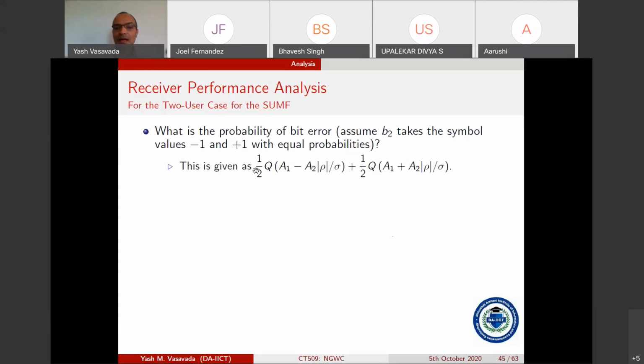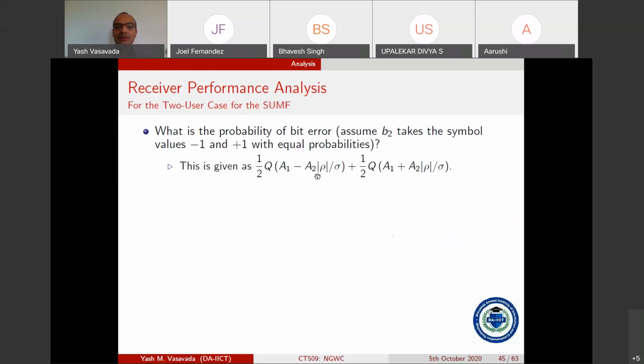But unfortunately, I have this bad case when B1 and B2 take opposite symbols. And there are two possibilities there as well: minus 1, 1 and 1, minus 1. Both of them have a probability of 1/4. So if I add up, I get this first term. The problem comes because my error probability is going to be dominated by this term.